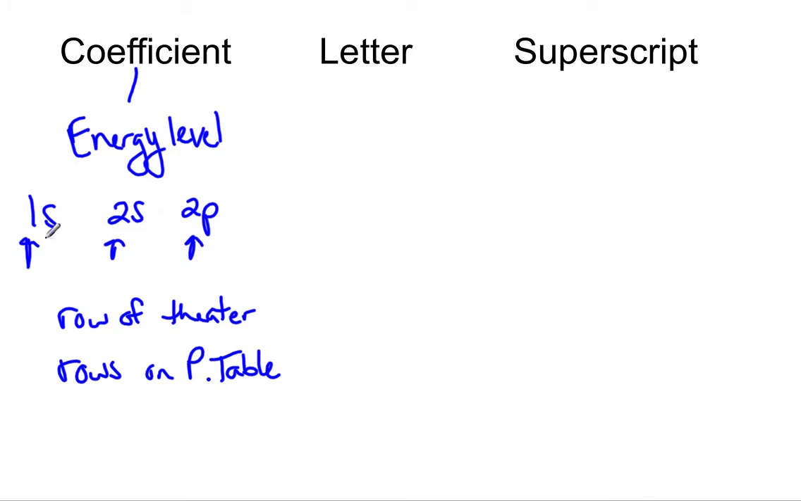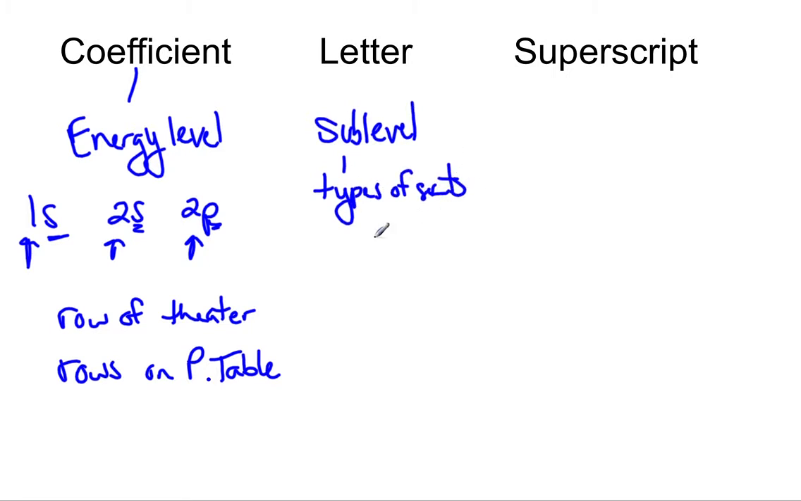Now the letter, this s, p, d, f, and so forth, the letter is going to be the sub-level. And remember, sub-levels are types of seats. Are you sitting in the round s seat? Are you sitting in one of the 3 figure 8 p seats? Are you in the clover d seats?